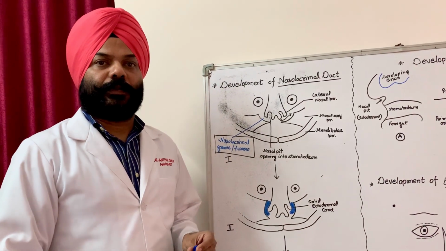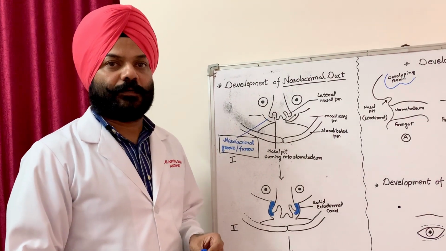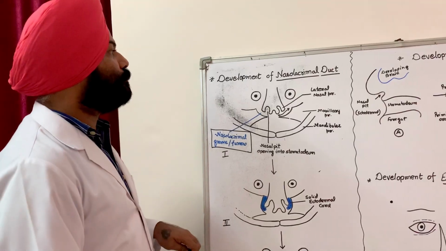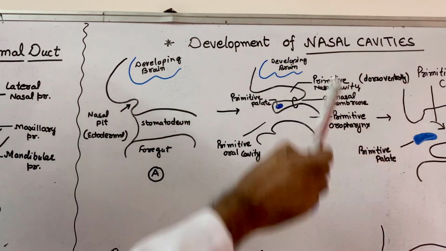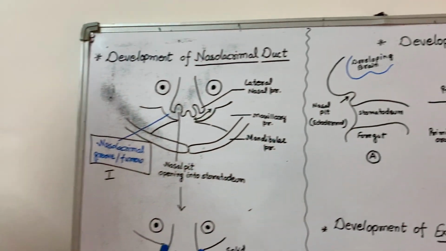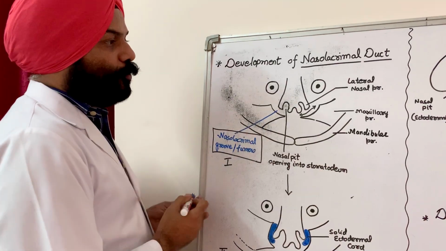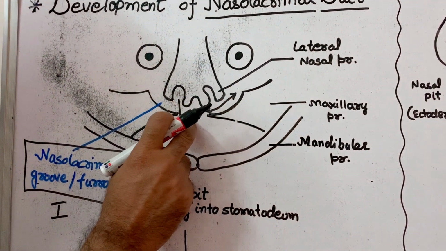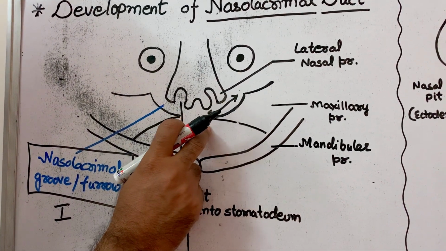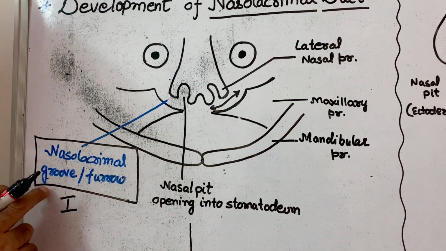Students, in my previous lecture, we discussed the development of the face. Today, we will discuss the development of the nasolacrimal duct along with the development of the nasal cavities. The nasolacrimal duct develops as a furrow, which is a fusion line between the lateral nasal process and the maxillary process, and this furrow we also call the nasolacrimal groove.